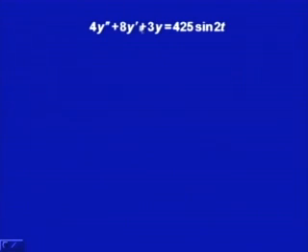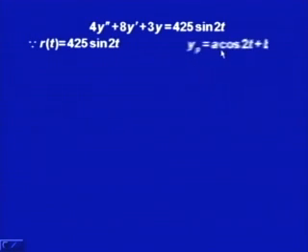We have this right hand side as 425 sin 2t. So, according to the table my r(t) is 425 sin 2t. So, I should choose yp as a cos 2t plus b sin 2t. Now, here a and b are the constants which we have to determine so that this yp becomes a particular solution of this equation. For this what I have to do? I have to find out yp' and yp'' and substitute them in this equation.